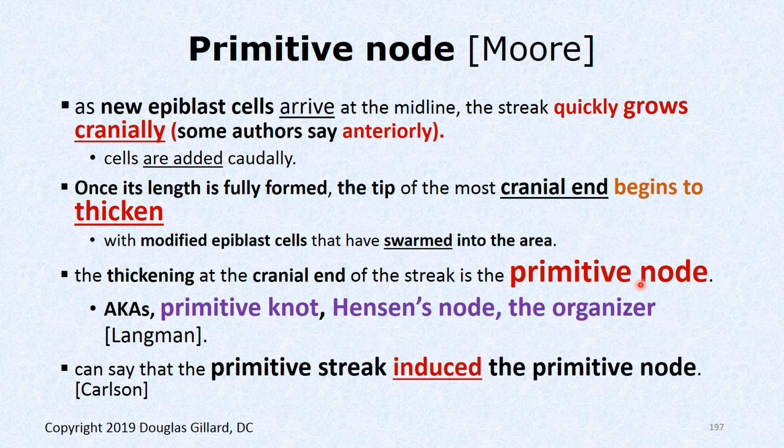It's a super important piece of tissue. It's got all sorts of extra genes turned on, as we'll see. It is also known as the primitive knot, Hensen's node, and the organizer. So you could say that the primitive streak itself, by pushing cells forward, induced the formation of the primitive node.